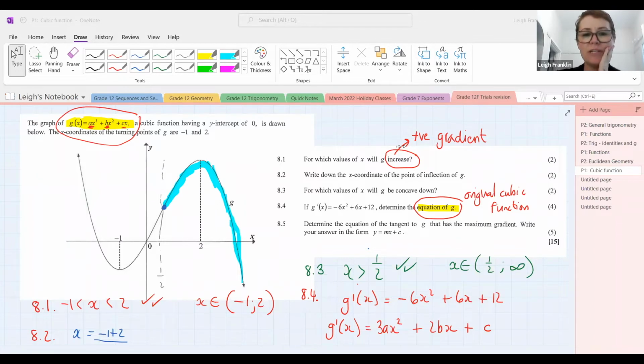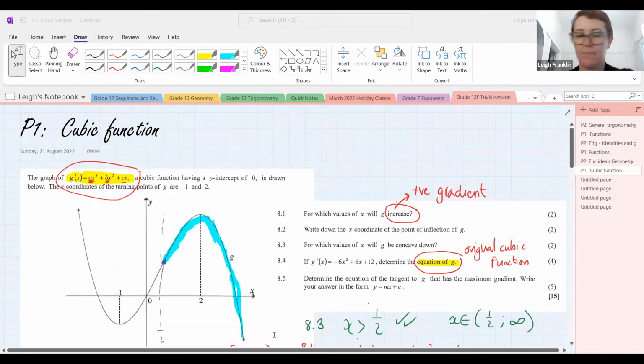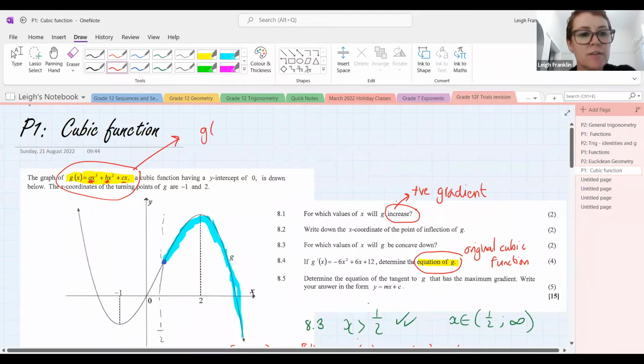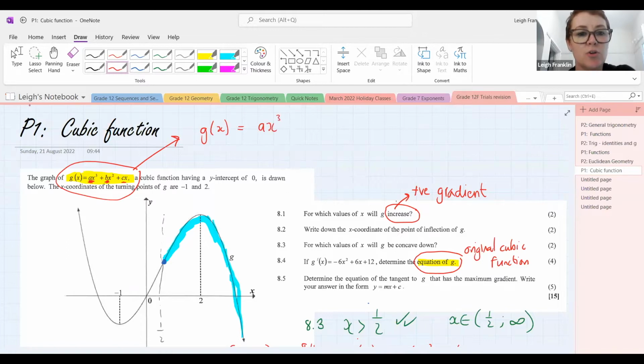Okay, Panache, you've asked me to explain again. That's no problem at all. So Panache, over here they've given us g of x, and they've told us that it is the graph ax cubed plus bx squared plus cx. So what I'm doing is finding the first derivative, because that is what I've been given over here. And then I'm going to use inspection to help me solve my problem.